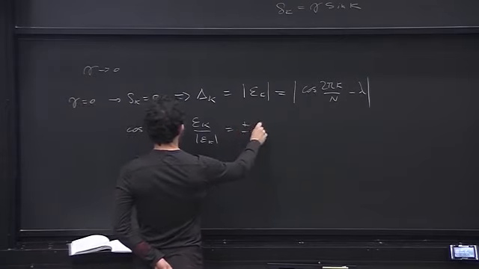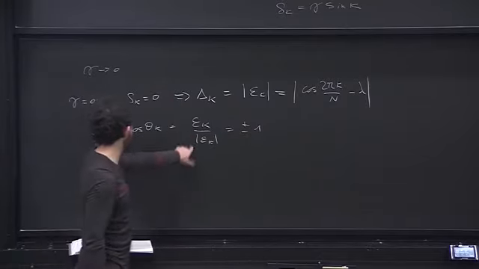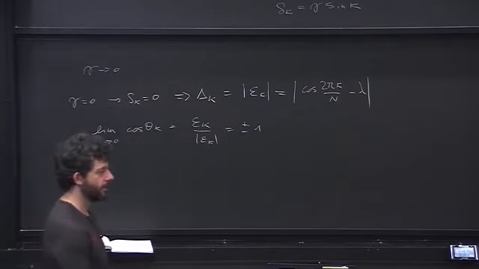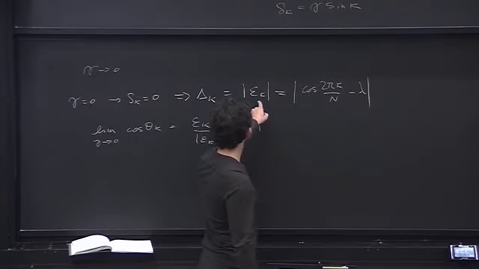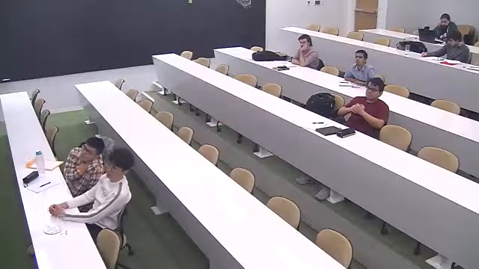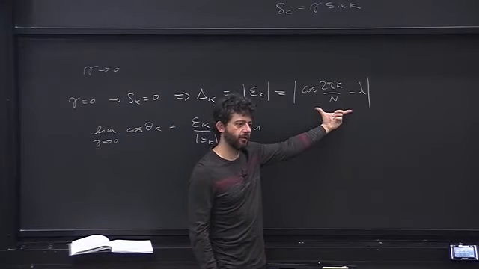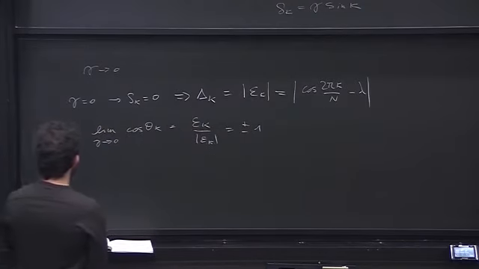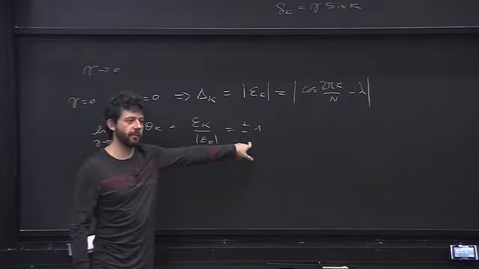It will be equal to plus or minus 1 in the limit of gamma going to 0. Because this is true when gamma is equal to 0. This is epsilon k. Epsilon k is this number. Remember, it comes from the diagonalization of the XY model. So in this limit, this goes to 0, so cosine theta k is this, so it's either plus or minus 1.